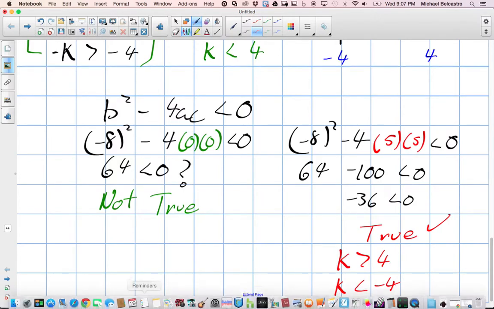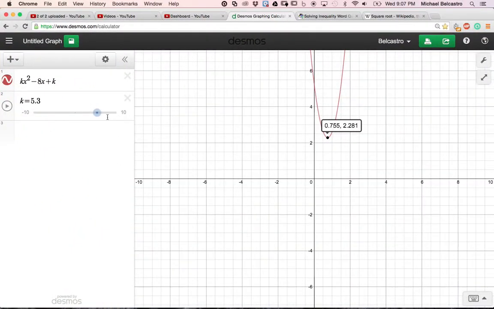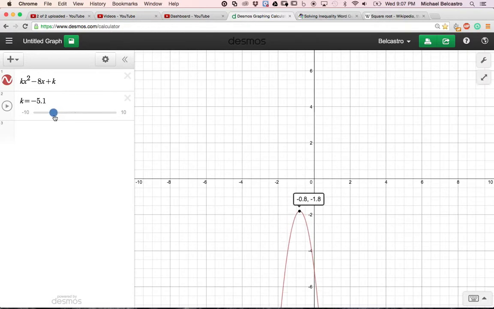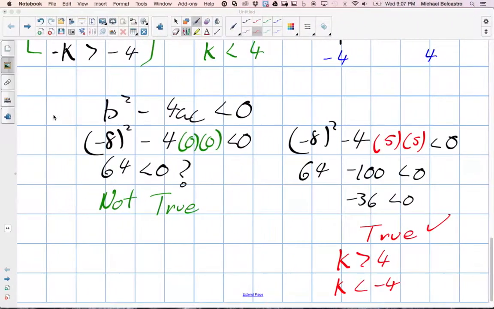And we'll quickly show you using our graph, right? When we're above 4, so we'll go down to 4. When it's above it, it has no zeros. And then in between, it's got 2 all the way to negative 4. And then after negative 4, it has no zeros again. Okay? So that's our way of telling.